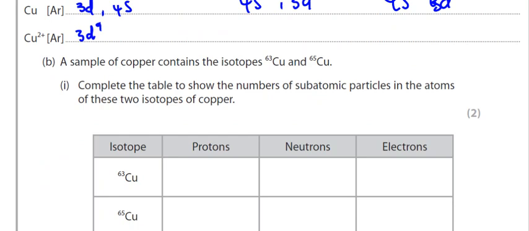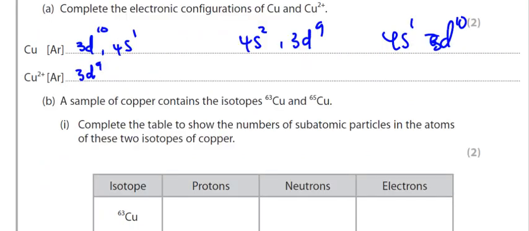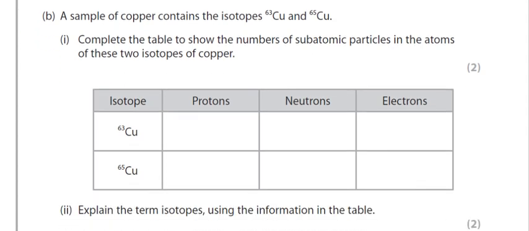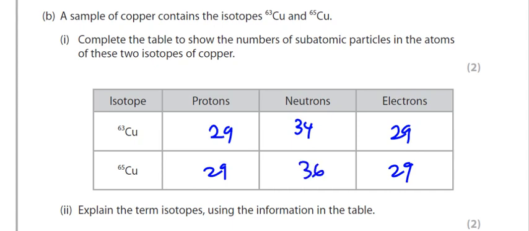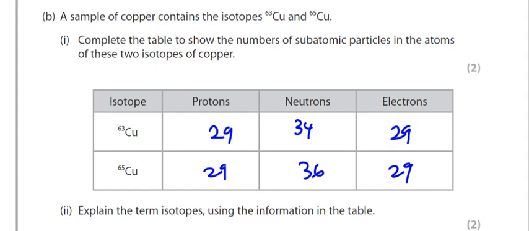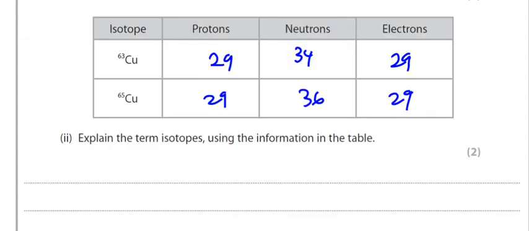A sample of copper contains isotopes copper 63 and 65. Complete the table to show the number of subatomic particles in the atoms of the 2 isotopes of copper. Protons don't change, it's 29 throughout. Neutrons are the difference, and the electrons are the same as protons, because in isotopes only the neutrons differ. So 63 minus 29 will be 34 here, and 65 minus 29 will be 36. The number of neutrons differs in isotopes. That's why isotopes have the same chemical properties, because the number of electrons is identical.